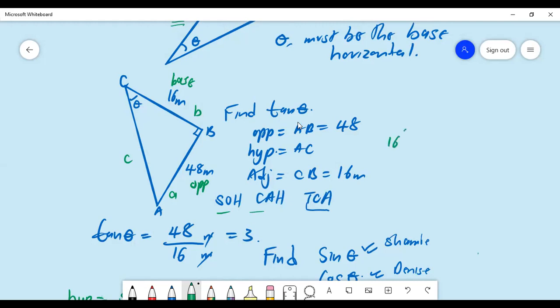Our C is 16 squared plus 48 squared is equal to C squared. Therefore, C is equal to the root of what? That is what we have. Are we clear? No question from the previous now?